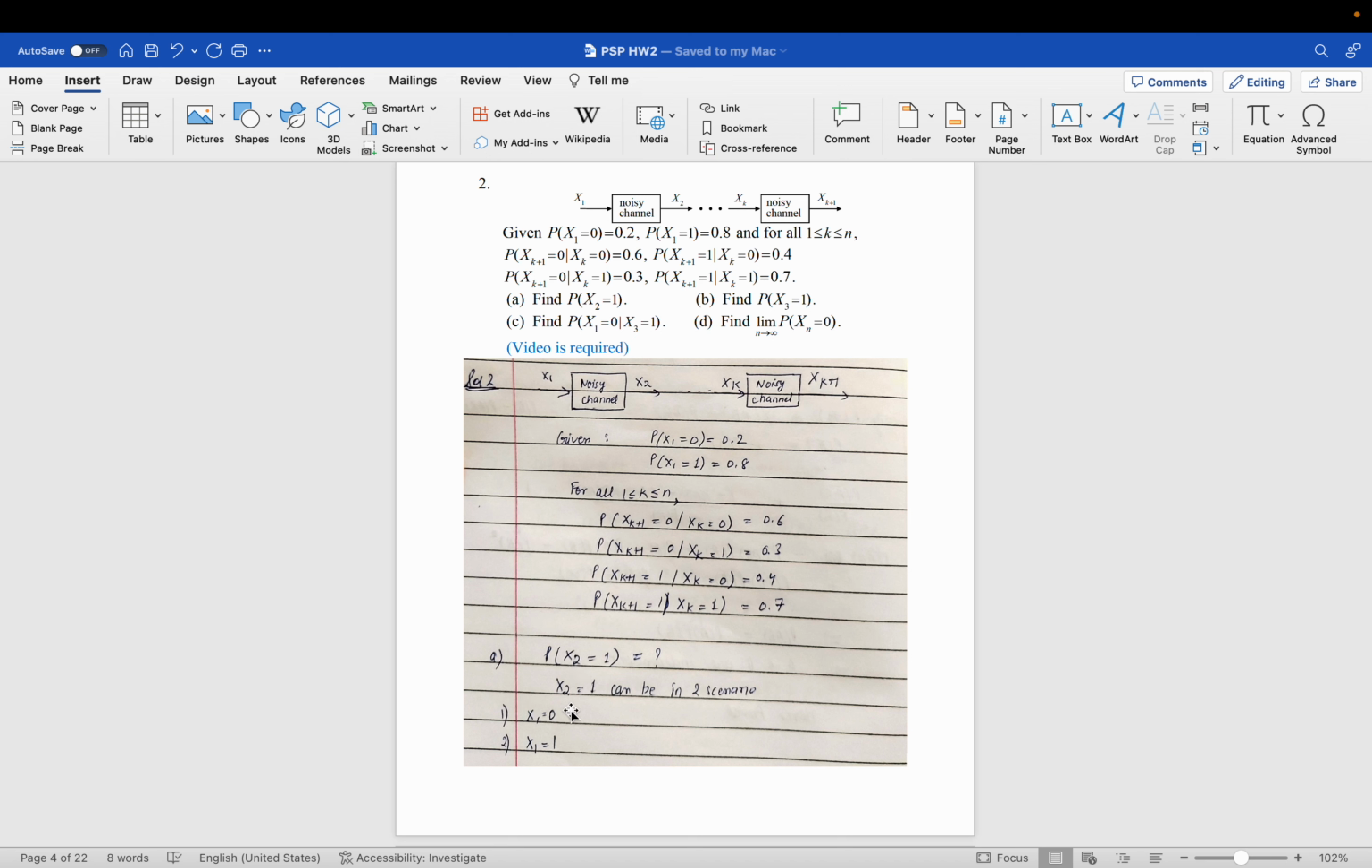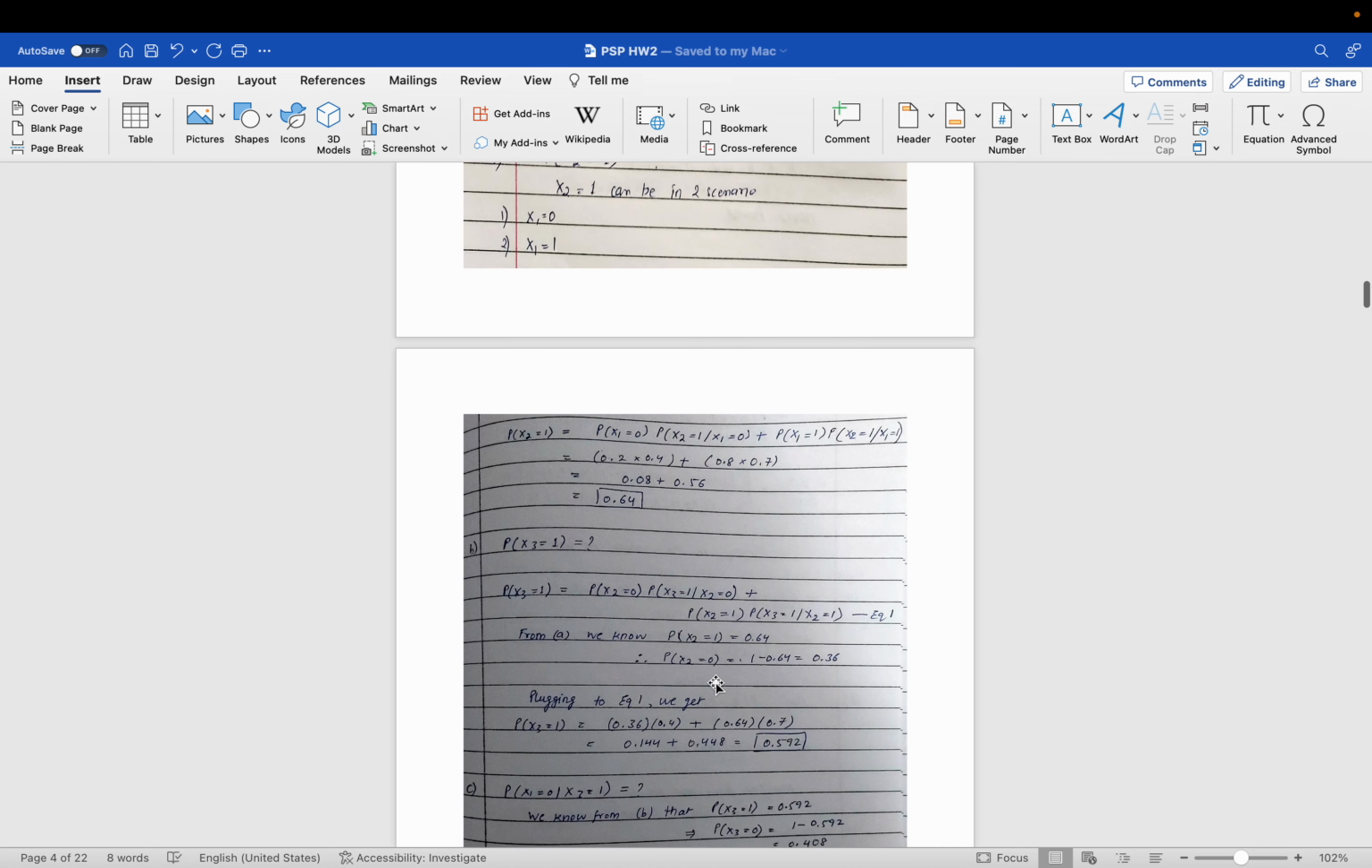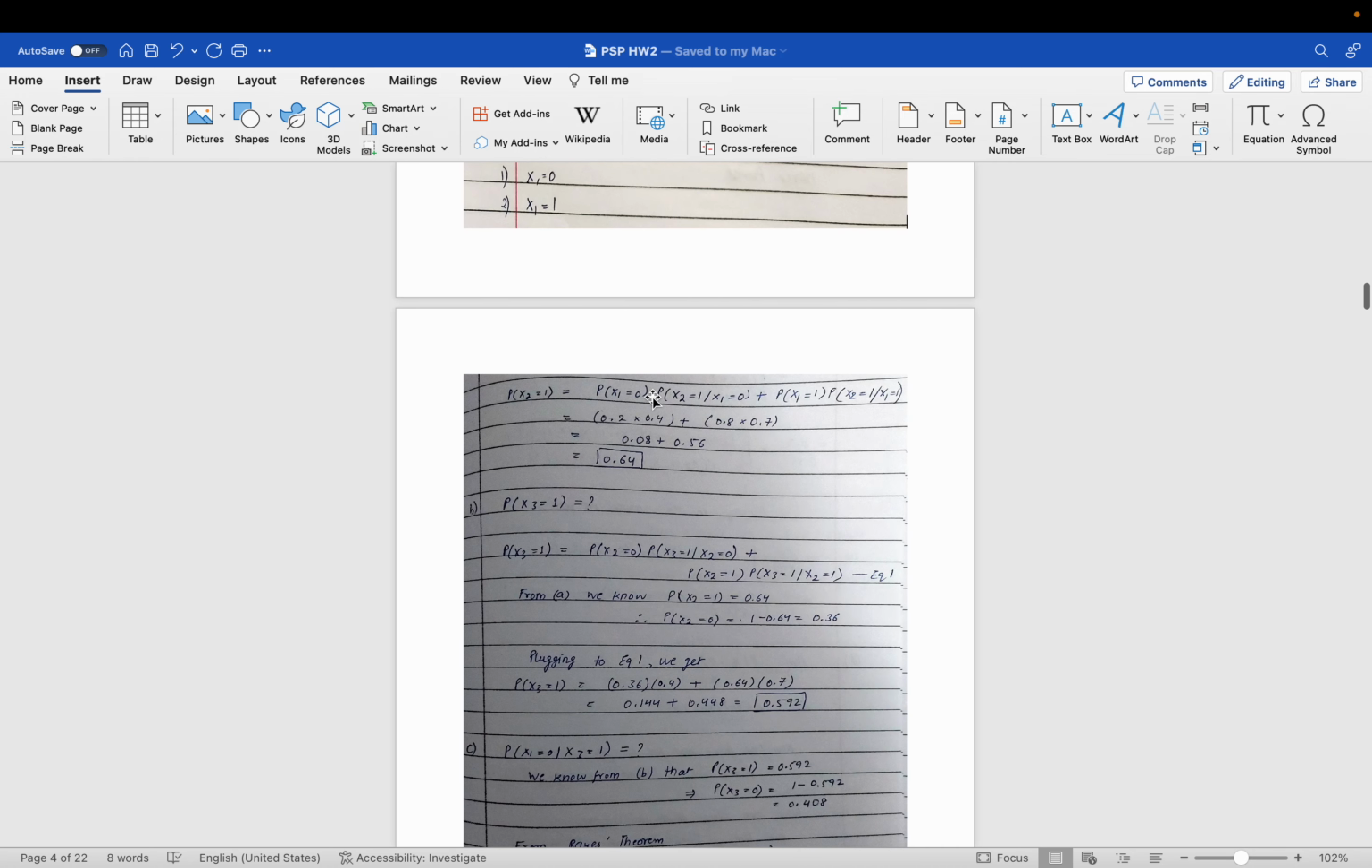So this will have two cases. The case 1 will be that we pass 0 as an input signal, which is x1 equals 0, and we get x2 equals 1. Or the second scenario could be x1 equals 1 and x2 equals 1. So for the two scenarios, let's consider the first scenario.